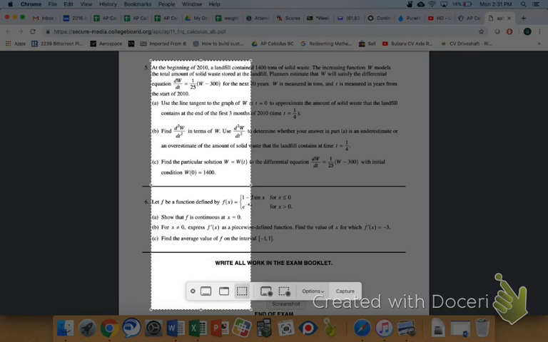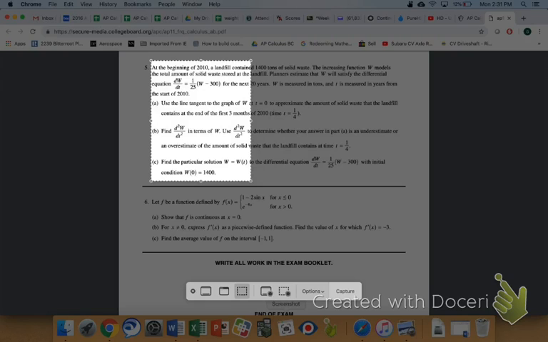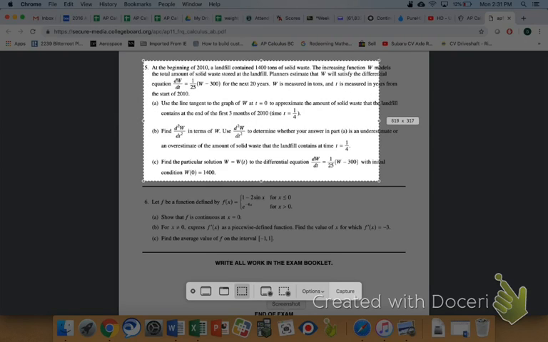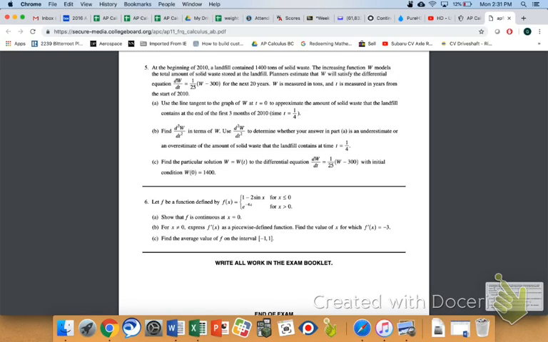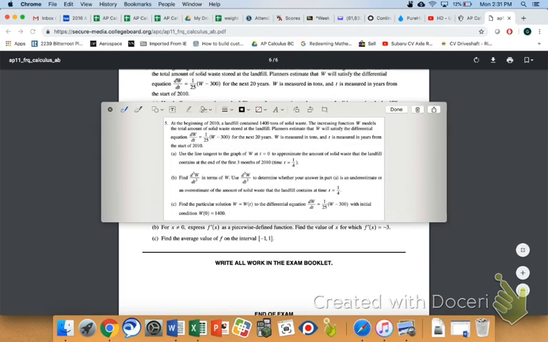Okay, so how many of you think you know which question is asking you to separate the variables and find the particular solution? A, B, or C? What words told you that it was C? This one comes right out and tells you, doesn't it?